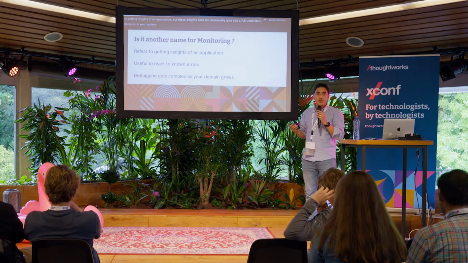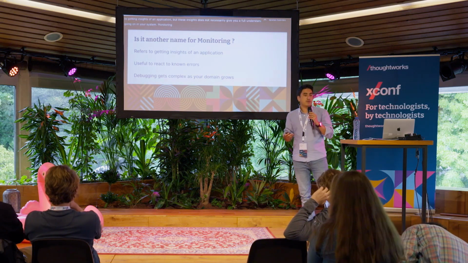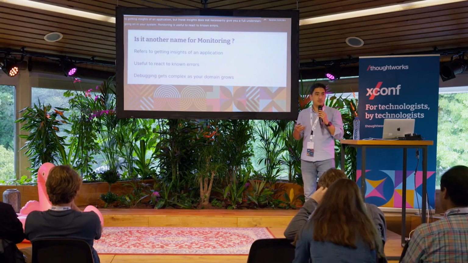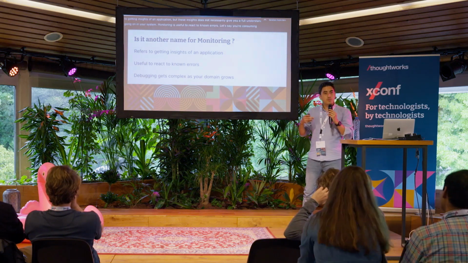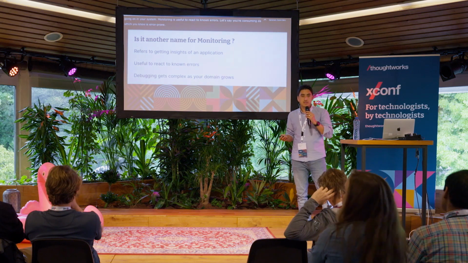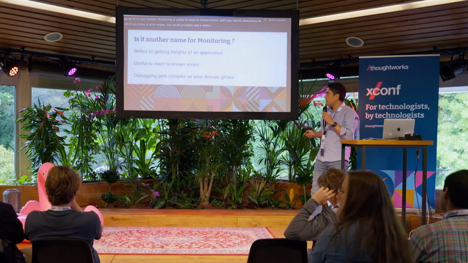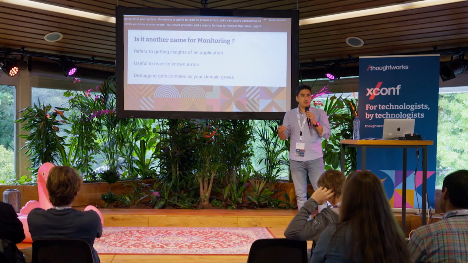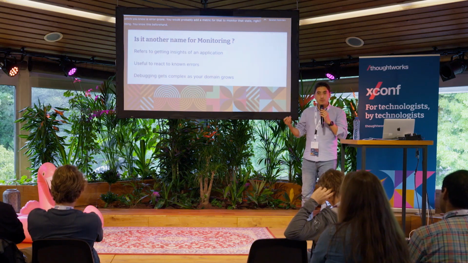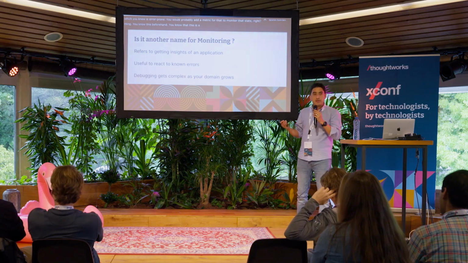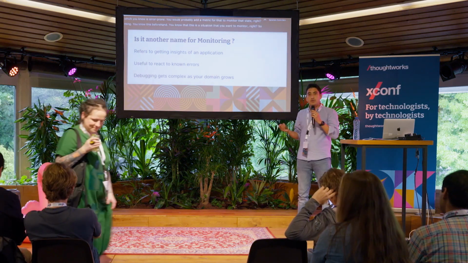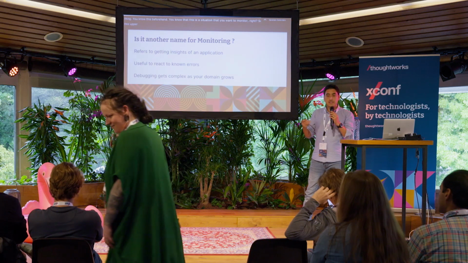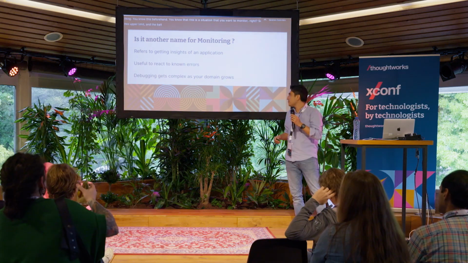Monitoring is useful to react to known errors. Let's say you are consuming data from an API which you know is error-prone. You would probably add a metric for that to monitor that state, right? But that's the thing, you know this beforehand. You know that this is a situation that you want to monitor, right? So monitoring has this upper limit, and debugging will get more complex as your architecture or your domain grows.